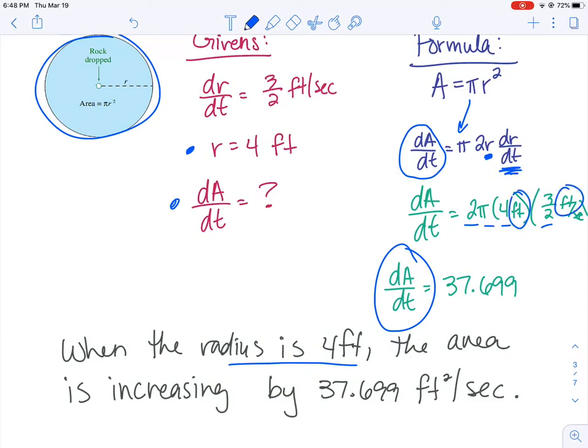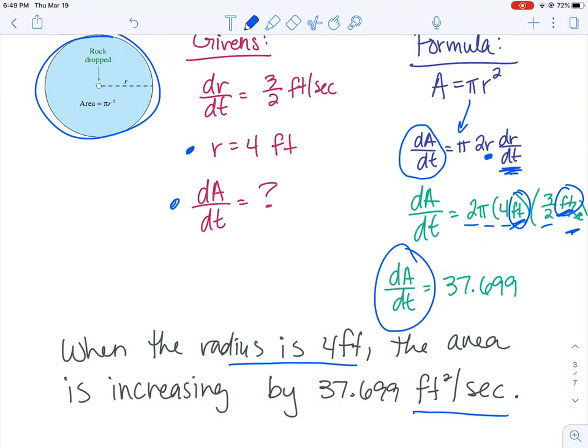Again, that helps me over here when I put my units in. I have a foot times a foot, so I have a foot squared per second. And if you think about it, the area changing, isn't area always in units squared? And if this is a rate of change, it's how the area is changing with respect to time. So then my answer would make sense to be feet squared per second. So again, when the radius is 4 feet, the area is increasing by 37.699 square feet per second at that exact moment.